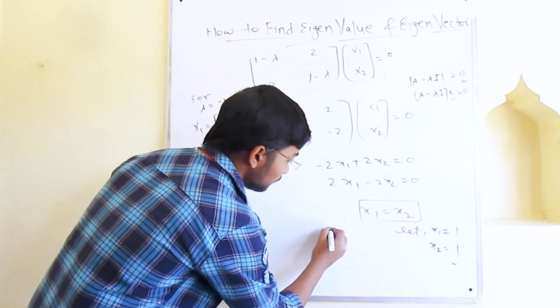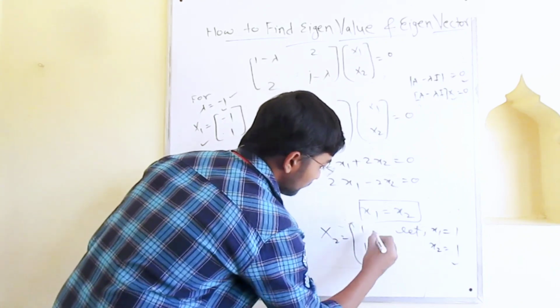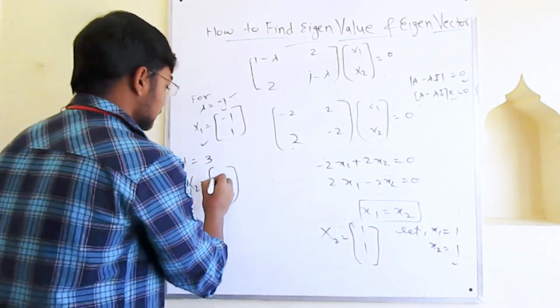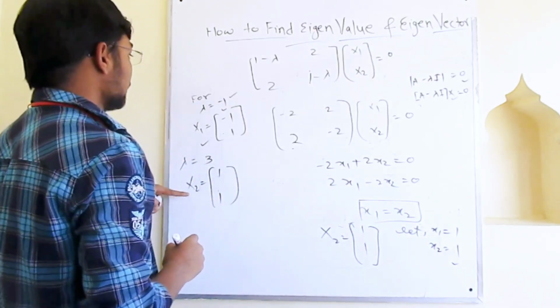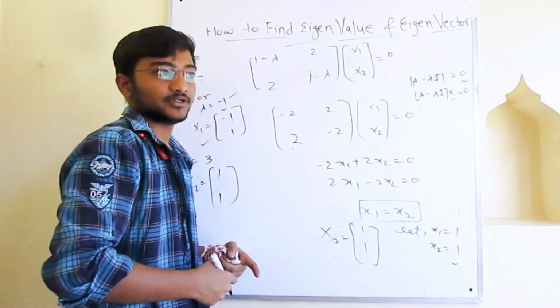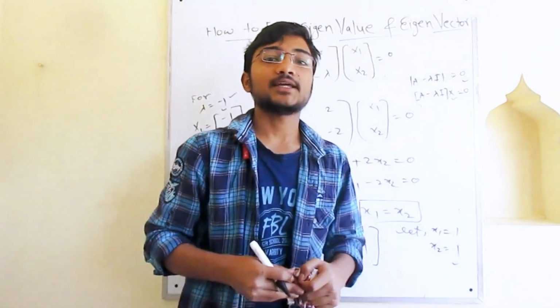So the second eigenvector will be 1, 1. For lambda is equal to 3, we get the eigenvector 1 and 1. For different values of lambda, you will get different eigenvectors. Alright, so this was all about the eigenvectors and eigenvalues.